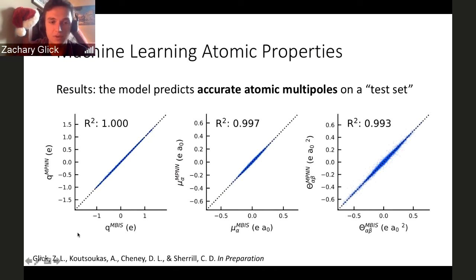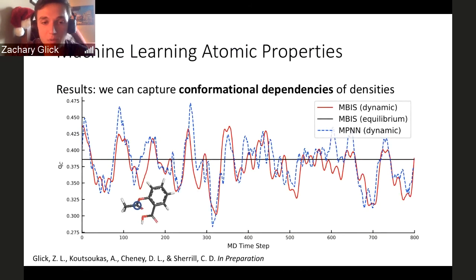In each of these graphs, the x-axis is the value that is computed with EMBESS, and the y-axis is the value predicted by the message passing neural network. And again, keep in mind that this is a true test set. So these are atoms that the model has never seen. We can get these really cheaply and really accurately. I can now show you an example application of where we might use this.